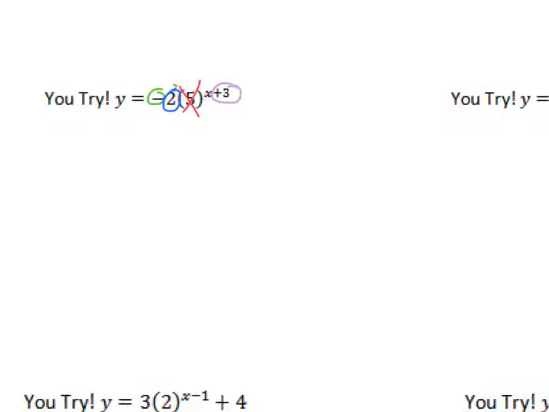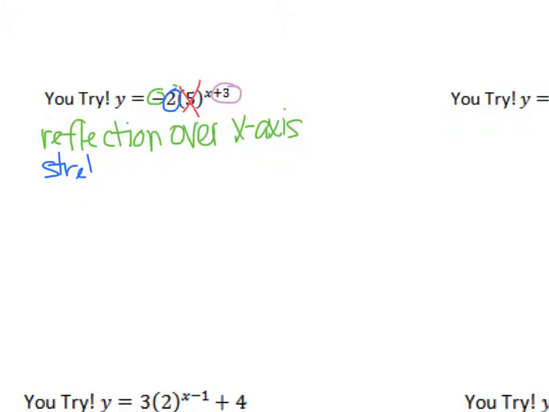Let's start with the negative because that's the easiest one. That means a reflection over x-axis. The 2 is being multiplied, so that means either stretch or compress. 2 is greater than 1, so you should have had a stretch of 2. And then the last thing to label is that plus 3.